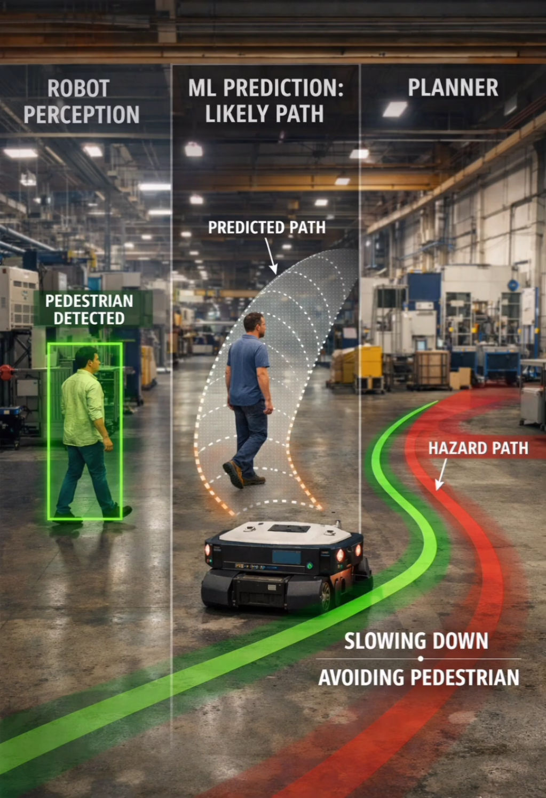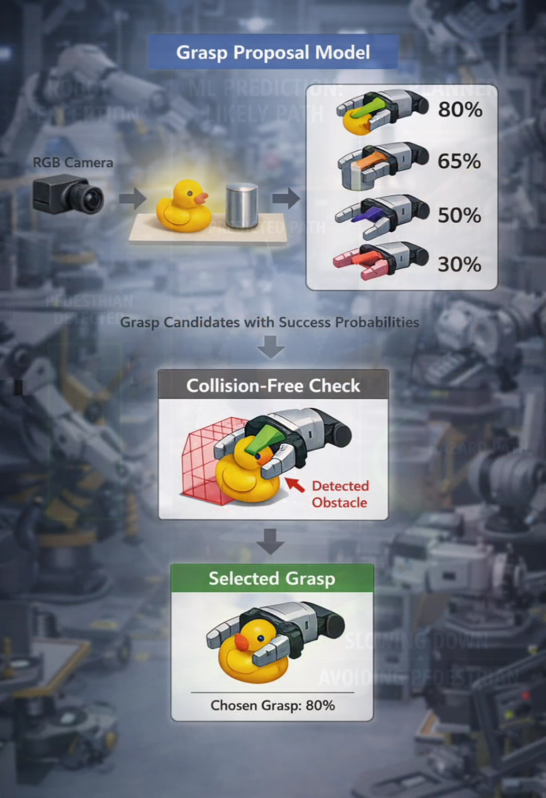In navigation, machine learning can predict the motion of dynamic obstacles. For example, if perception detects a walking human, an ML model can predict where that person is likely to move in the next few seconds. The planner then uses that prediction to slow down early or choose a path with a larger safety margin. In manipulation, machine learning can estimate good grasp points on unknown objects. For example, from a depth image, a model proposes grasp poses with success probabilities, and the robot selects the most reliable grasp that is collision-free.